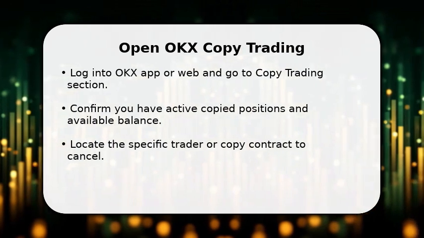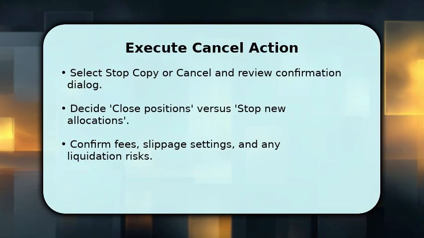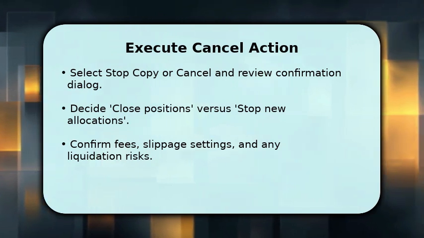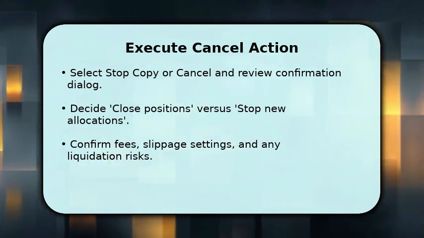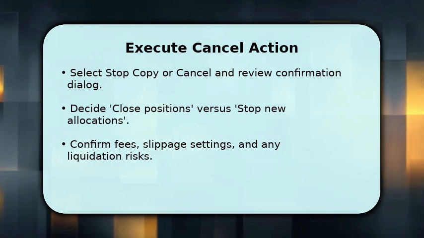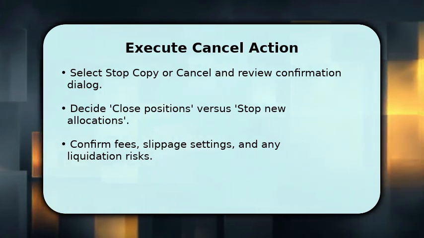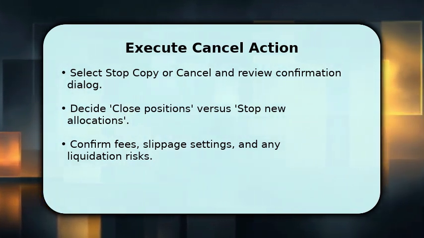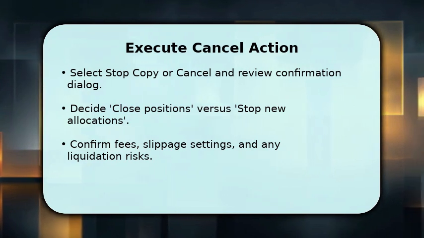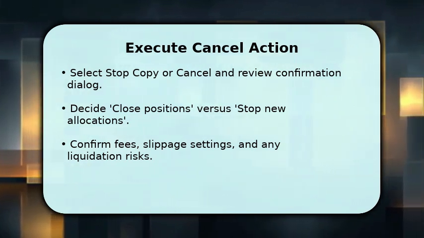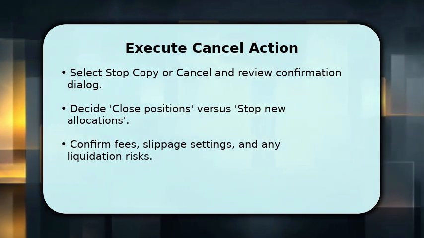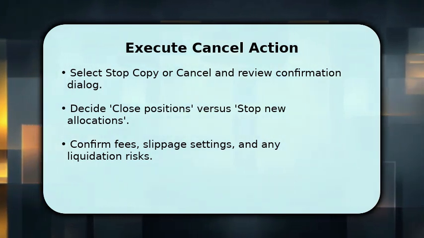Once you've opened the trader menu, choose the stop copy or cancel option and read the confirmation carefully. The app will often ask if you want to close existing positions or only stop future allocations. If you choose to close, confirm whether it executes market closes immediately. This can trigger slippage. If you stop new allocations, positions remain open and must be managed separately. Make sure to check displayed fees and any lock-in or notice period before you hit confirm.